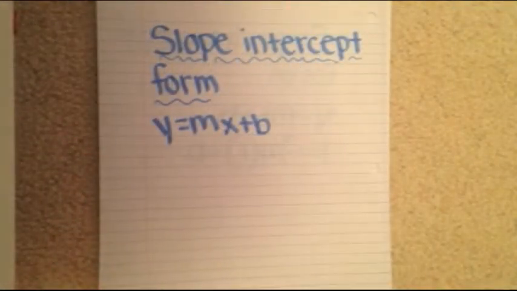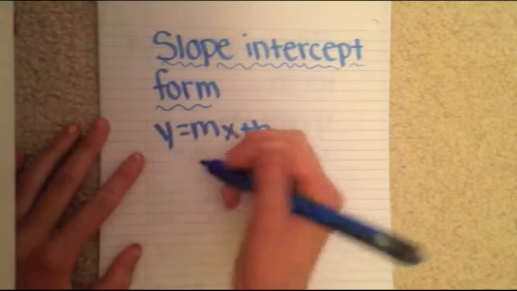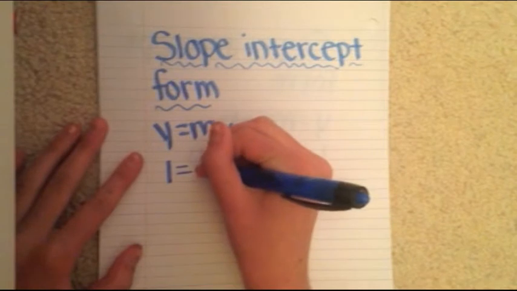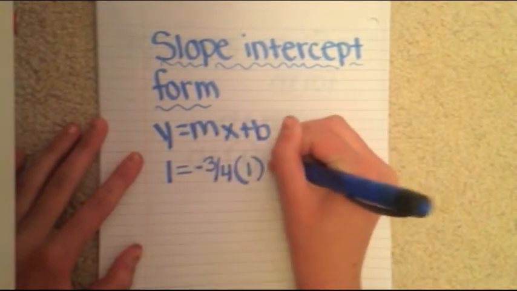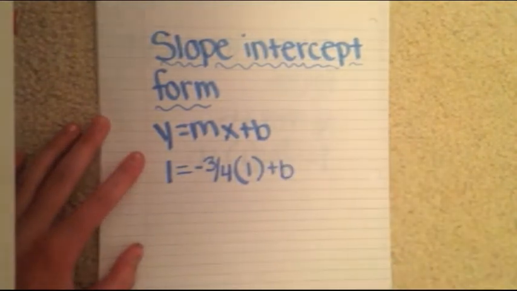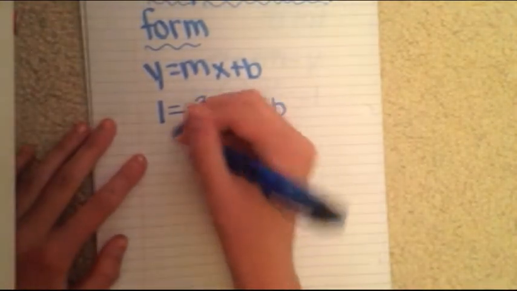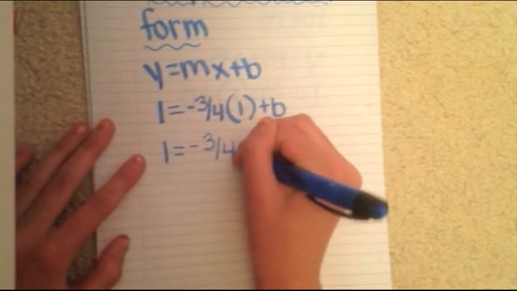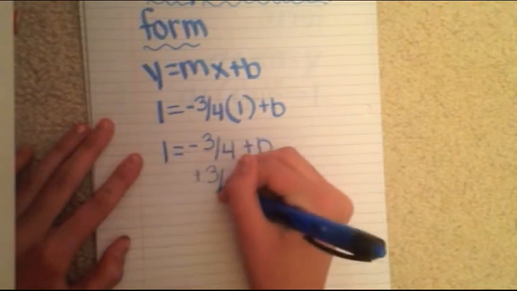The second way to solve this problem would be by using slope-intercept form, which is y equals mx plus b. So once again, we're going to plug in a set of our values, and I'm going to use 1. So 1 equals -3/4 times 1 plus b. So we're solving for b, which is the y-intercept. After we simplify this part out, we get 1 equals -3/4 plus b. Then we add 3/4 to both sides.